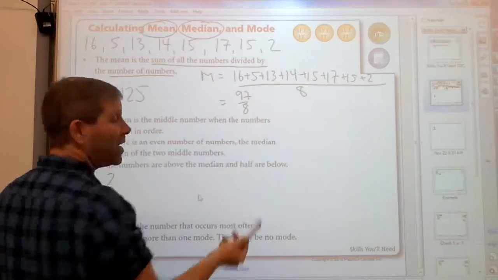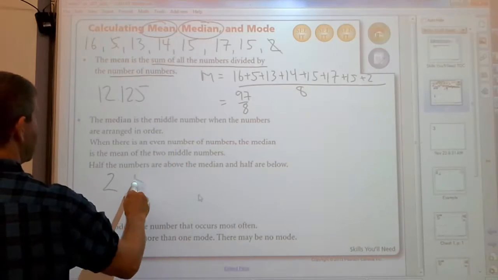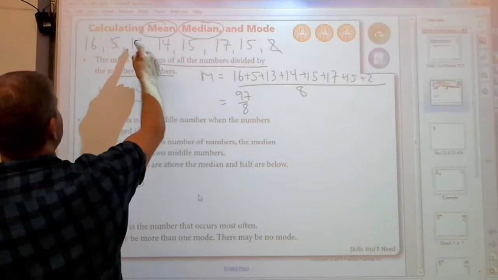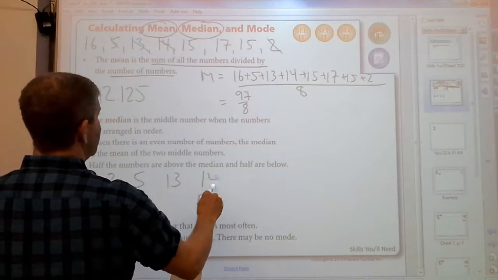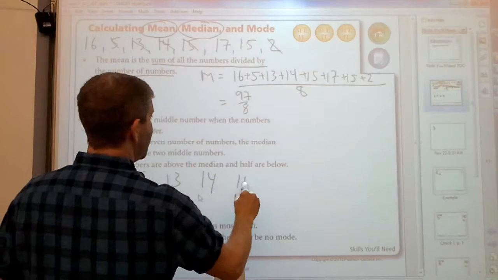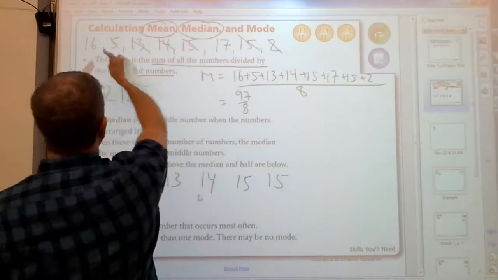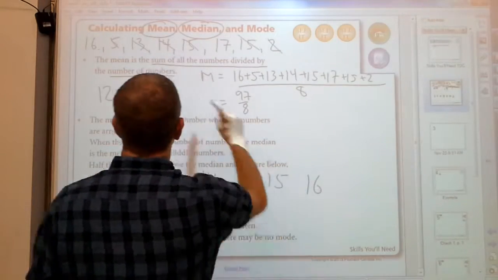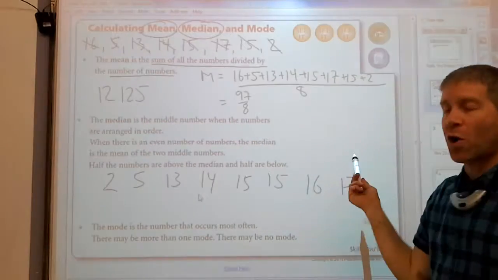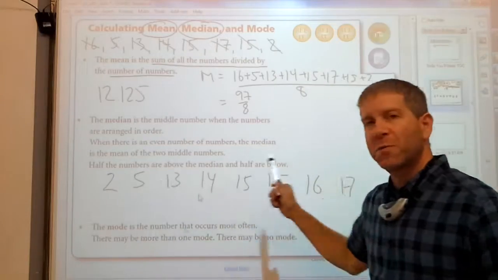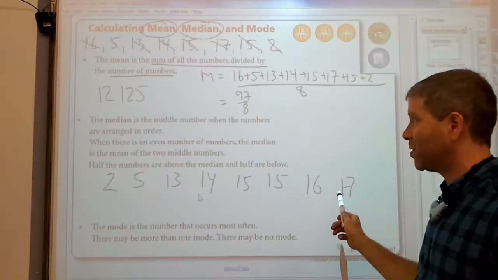So, here's a way to do it easily: just cross the numbers out as you write them down. So 2, 5, then the next largest number is 13, then 14, then 15. We have two 15s, and you must write them down as you see them, both of them, even if they repeat, then 16 and 17. Because I've crossed them out, I know I've reached all the numbers. I've got them in order from smallest to largest. Now we count the number of numbers and we know that there are 8 numbers here.